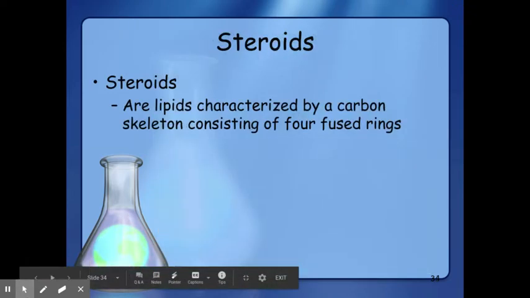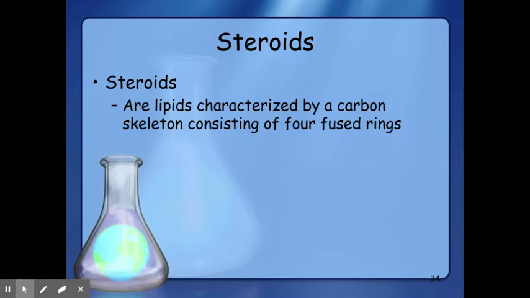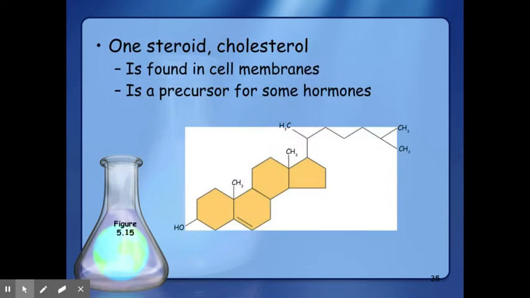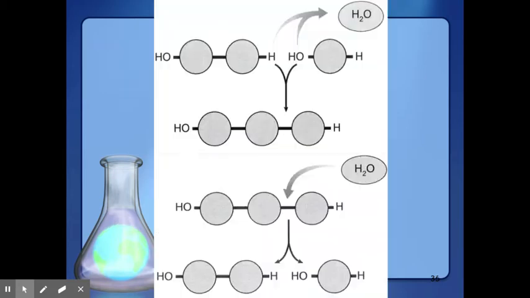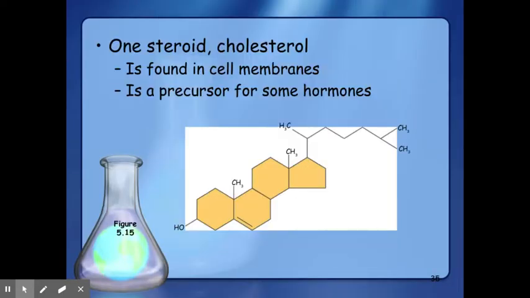All right, steroids are another example of a lipid, so you could write that down for another example. They're usually composed of a ring structure. An example of a steroid would be cholesterol, and that would also be found in cell membranes. It allows the cell membrane to keep its fluidity. And that's it for lipids.